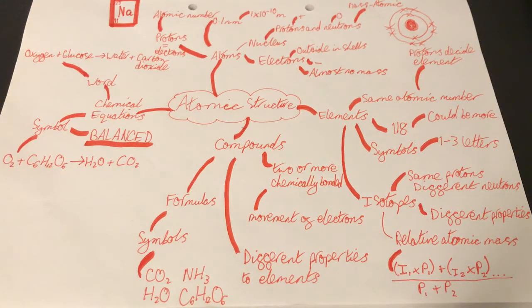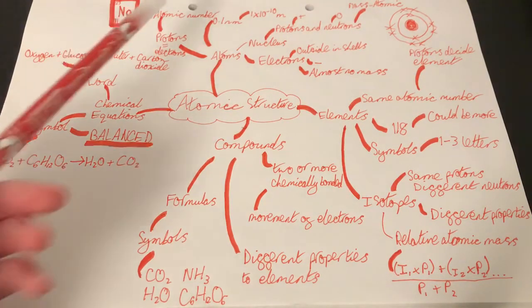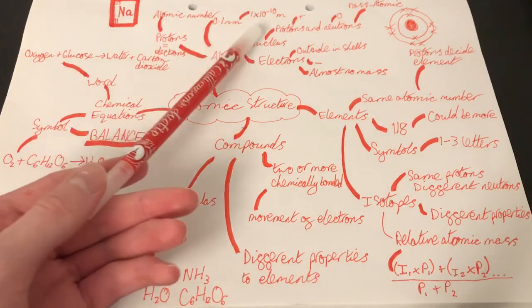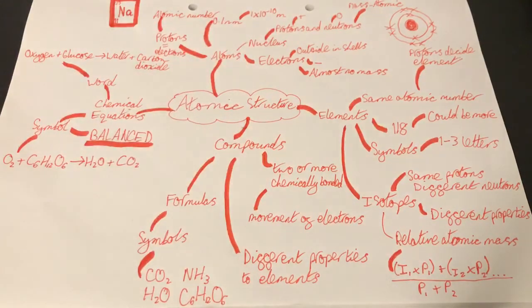So atoms are very small, and they don't have a lot of mass individually, and there are bigger and smaller atoms. But generally, atoms will be around 0.1 nanometers, like so, which is 1 × 10⁻¹⁰ meters. I'll be doing a topic on standard form some other time in the future, so if you need help with that, then I guess you're going to have to wait, but keep an eye out for that.